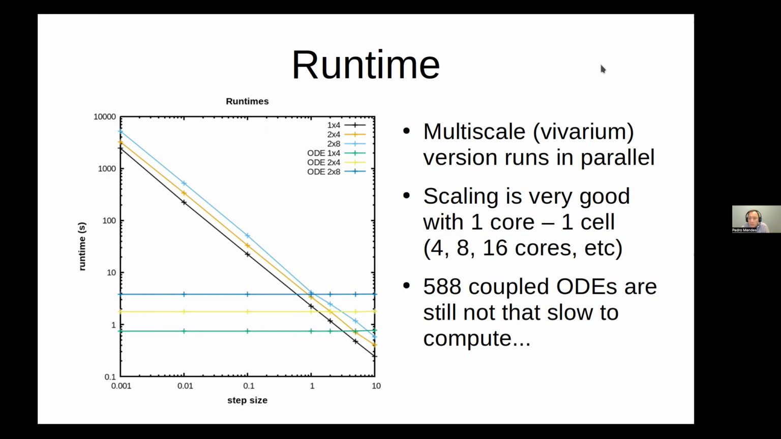So there's some take homes from here. One, the scaling is very good on the multiscale approach with Vivarium. We're very happy with this. And, until you have enough cores to throw at the problem, you will speed it up. The other thing is that 588 coupled ODEs are still not that slow to calculate. Do not underestimate the ODE approach. It's still pretty powerful.